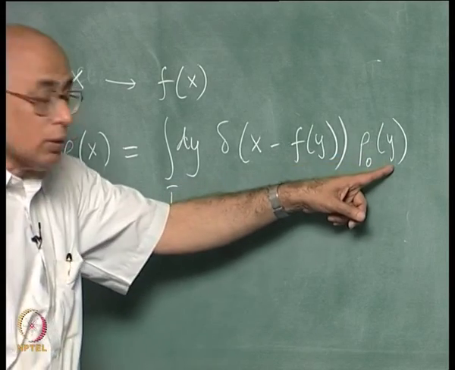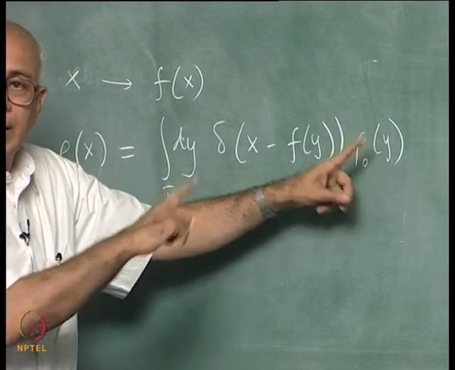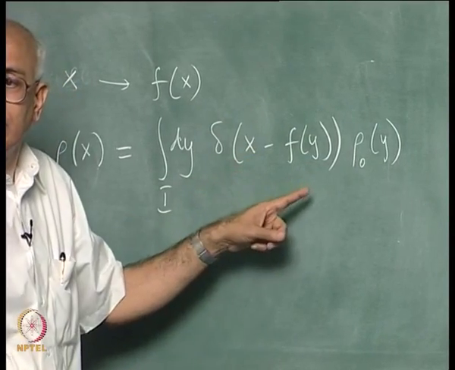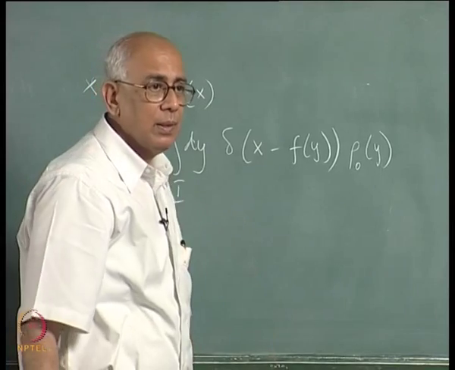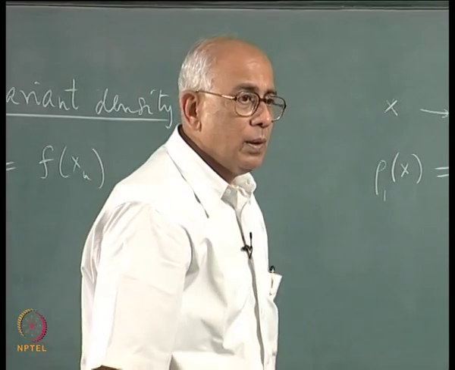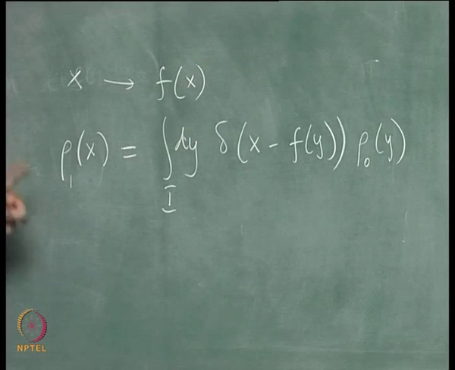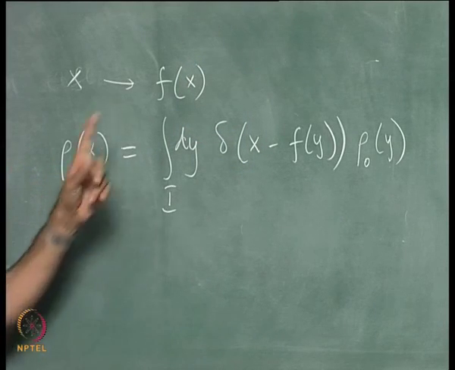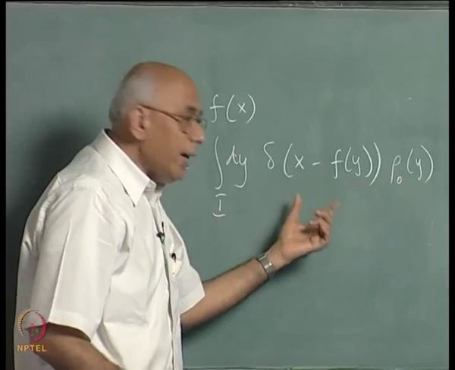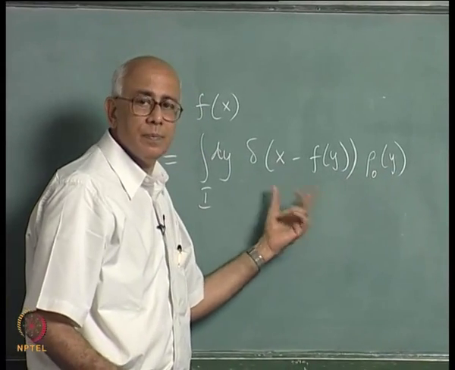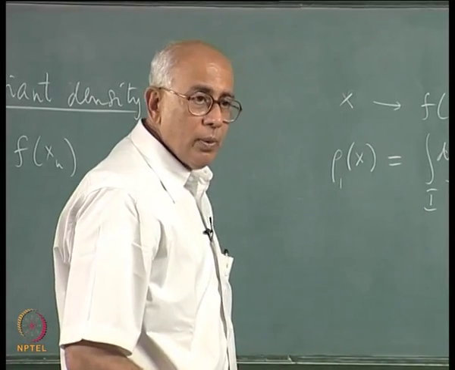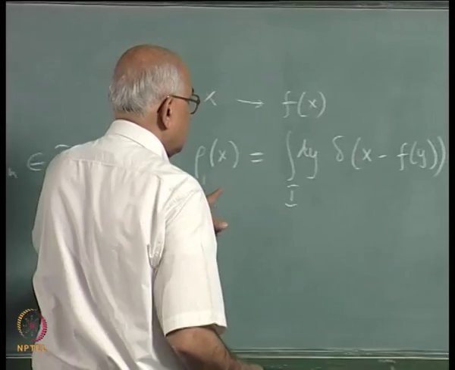Okay. So different y's would go to different x's, but each y goes to an x which is given by this delta function condition, because it is completely deterministic. You give me the y and I know exactly which x it goes to. And now the probability density in x is just the integral of the probability density in y weighted with this kernel. So it is an integral equation for rho 1 of x.